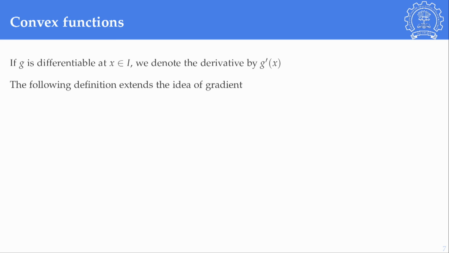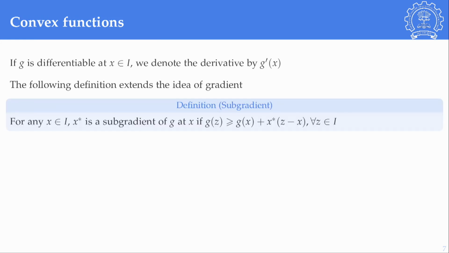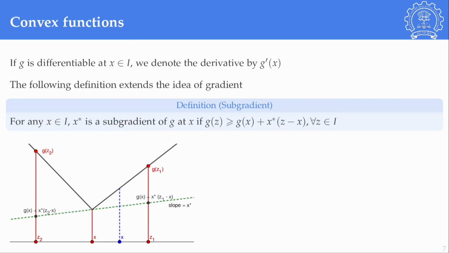Now, the following definition, which many of you may have seen somewhere else, is called the subgradient idea. Before I give the mathematical definition, let us look at this picture. Let's focus on this point where it is not differentiable. What we are going to say is that suppose I try to find a line which can support the entire function from below.